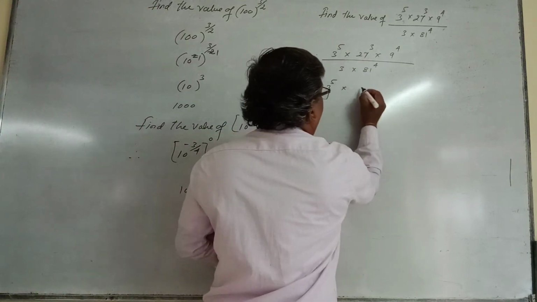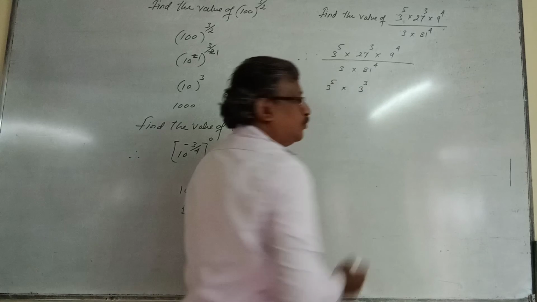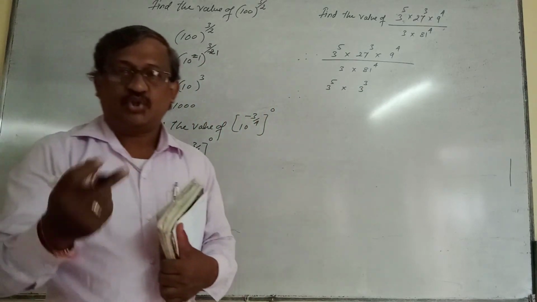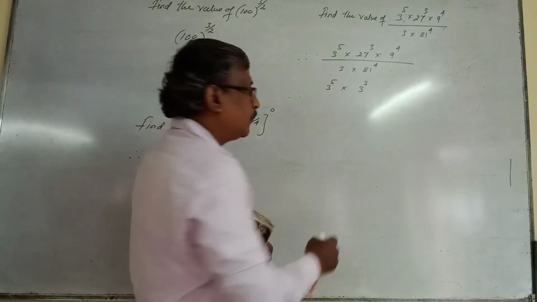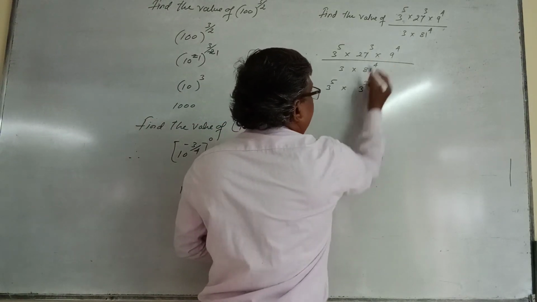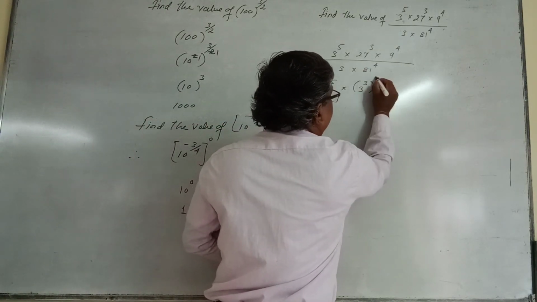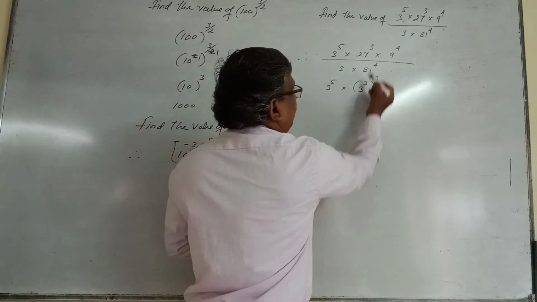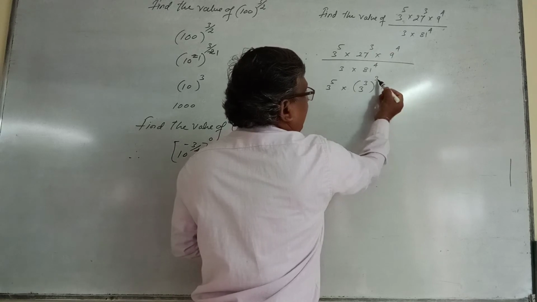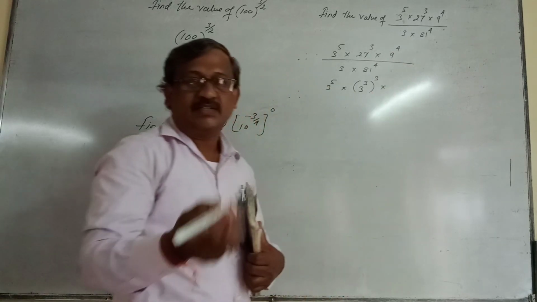So 27 I can write as 3 cubed. 3 cubed means if you multiply 3 three times we get 27. So 3 cubed means 27. This whole raised to how much? It is 3. 3 cubed I have written means I have written 27, that is raised to 3 as it is, into 9 also I can split.